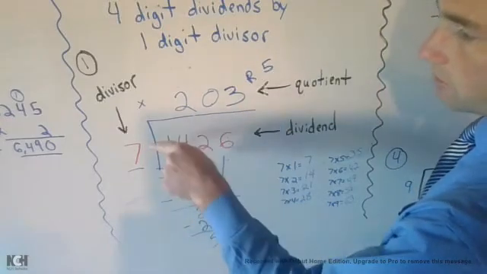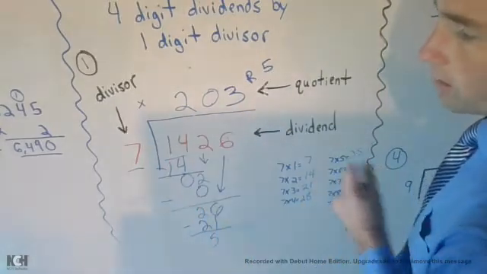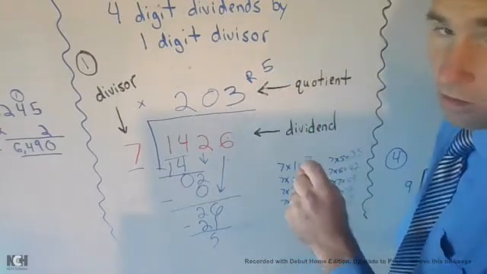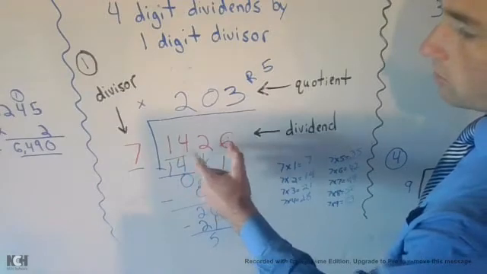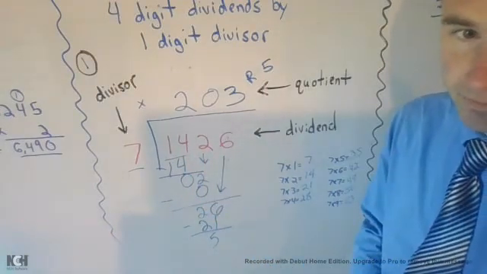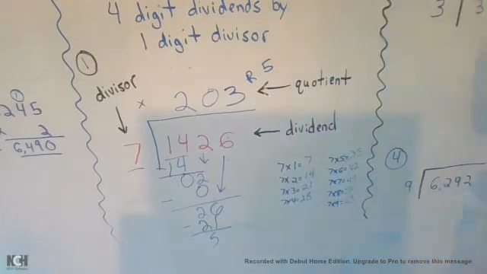Great way to check your answer would be to take 203 times 7, get that answer. When you get that answer, you're going to get 1,421. And then add the 5, your remainder, to get the additional 5 more of 1,426. All right, so let's go ahead and have you do a few.